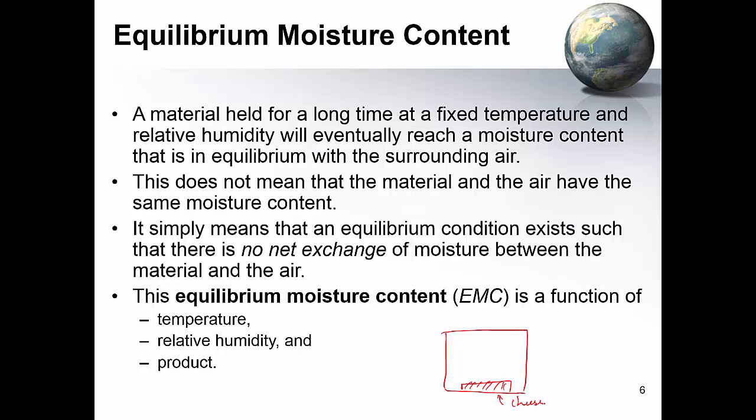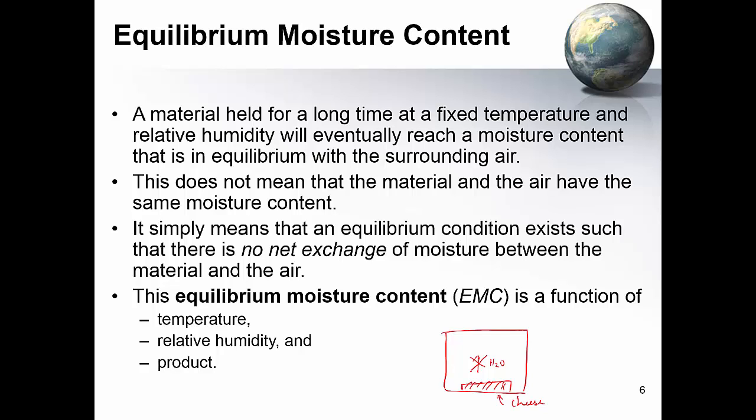And I leave it for a few days. What happens? If the air is dry, there is going to be a transfer of moisture from the cheese to the air, and it will continue to happen, and then at some point an equilibrium is reached. The equilibrium is a condition at which there is no transfer of moisture between the air and the biological material or the food product.